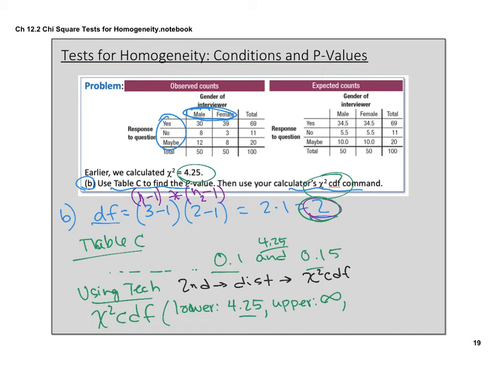So you're going to have a lower bound of 4.25, an upper bound of positive infinity, and then you always have to list your degrees of freedom, which is 2, and you get a p-value of... 4.25, was it 4.25 or 4.24? Yeah, 4.25. Upper bound, I just put in 1 and a whole bunch of zeros. Degrees of freedom is 2, and you get a p-value of 0.119. So p-value is equal to 0.119. Okay, and that is consistent with what we found in the table. 0.119 is in between those two.